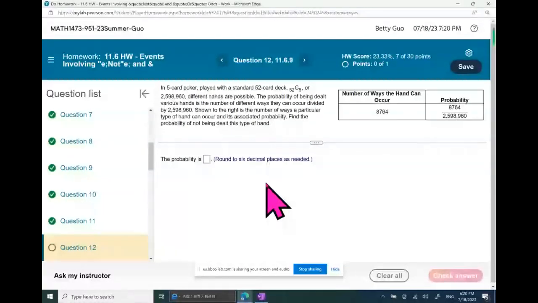This probably is the same thing. 5-card poker. The number of 5-card hands is C(52,5), that is 2,598,960. That many. And the probability of being dealt various hands is the number of different ways they can occur divided by that number. Shown to the right is the number of ways a particular type of hand can occur and its associated probability. Find the probability of not being dealt this type of hand. Same way as earlier.